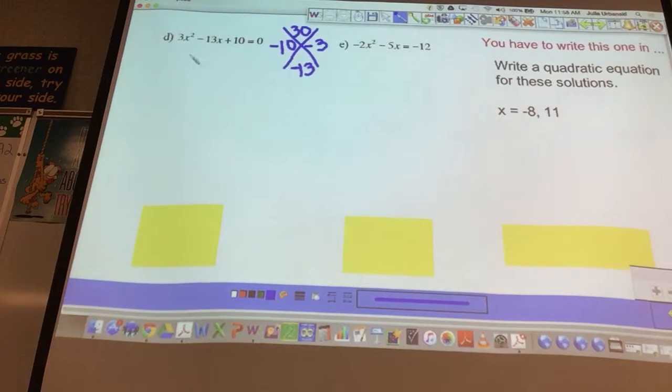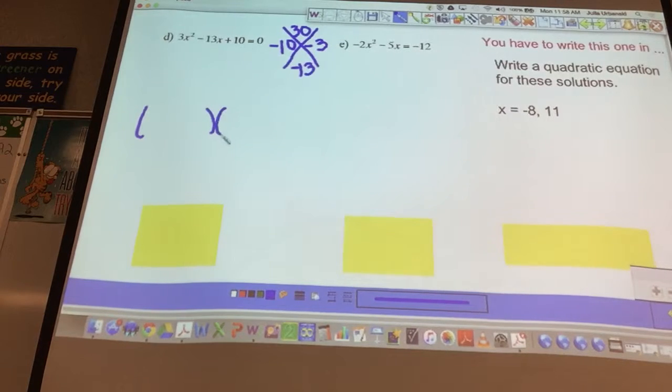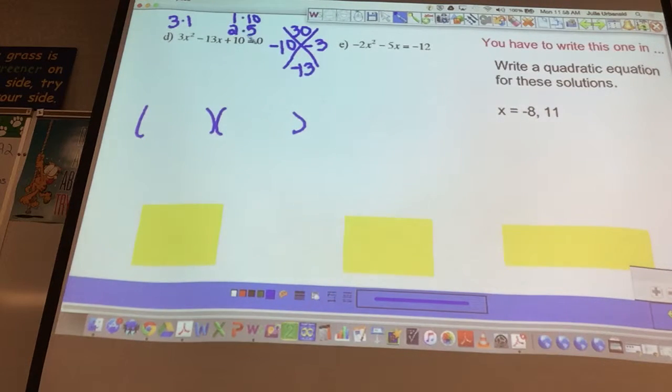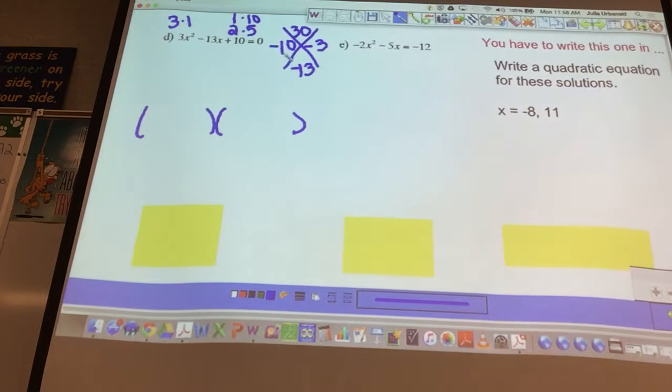Oh, yeah. And now be careful, there's a 3 in front. So to set up our factors, you do 1 times 3. 3 and 1 you have to consider, that's right. And over here you have to consider either 1 times 10 or 2 times 5. How do you know which ones to use? You use these 2 magic numbers right here.